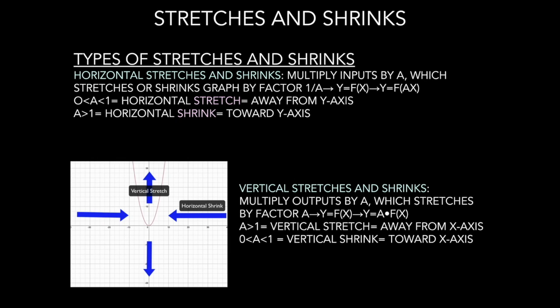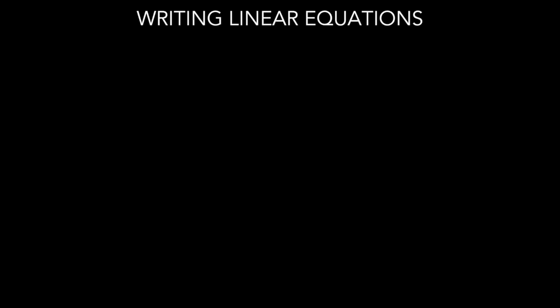Vertical stretches and shrinks multiply outputs by the variable a, which stretches or shrinks the graph by a factor of a. If a is greater than 1, then it is a vertical stretch, which moves it away from the x-axis. If a is between 0 and 1, it is a vertical shrink, which moves it toward the x-axis.